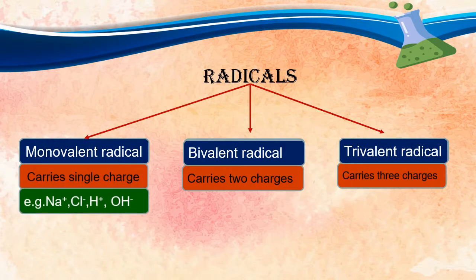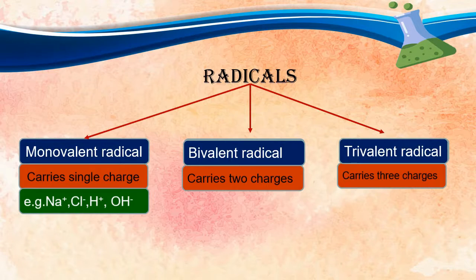Monovalent radicals: Na+, Cl-, H+, OH-. All these radicals carry a single charge. Na+ has one positive charge, Cl- has one negative charge, H+ has one positive charge and OH- has one negative charge. So the radicals carrying a single charge are called monovalent radicals.